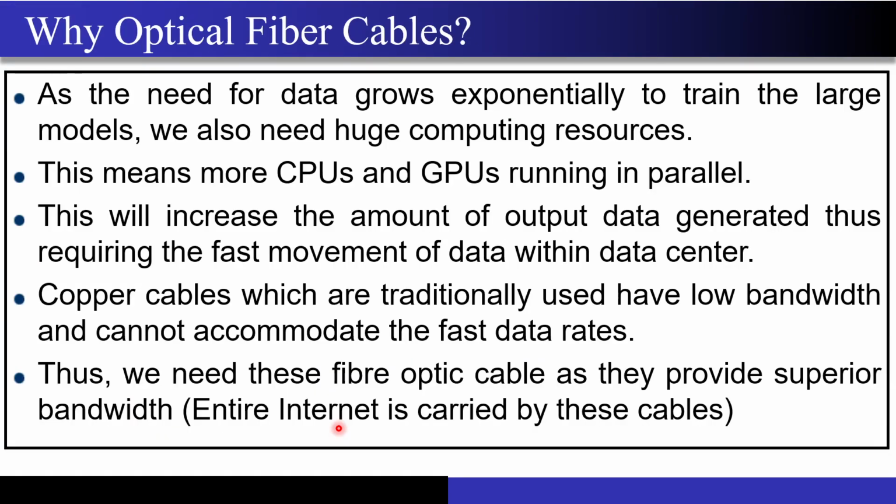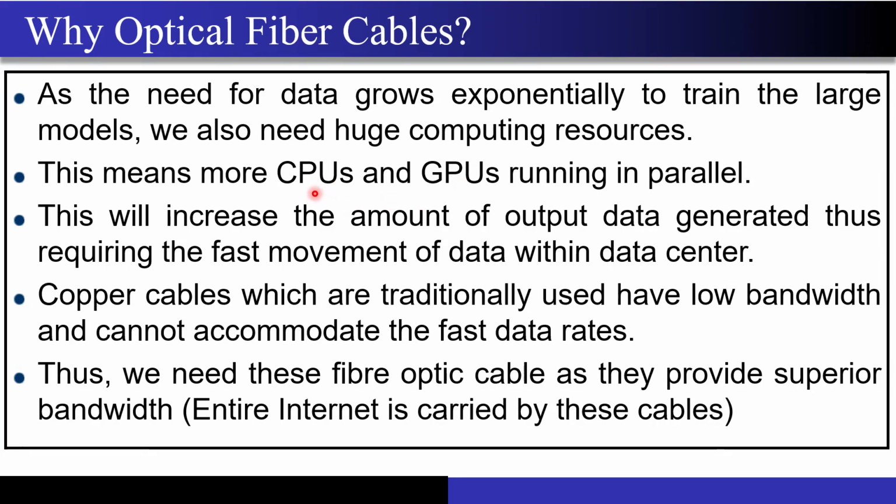Now, as the data required to train the neural networks, as well as the size of these neural networks on which ChatGPT and other stuff is running, grow exponentially, we also need huge computing resources. If we need huge computing resources, that means we need to have multiple CPUs and GPUs running in parallel to give the necessary computing power.